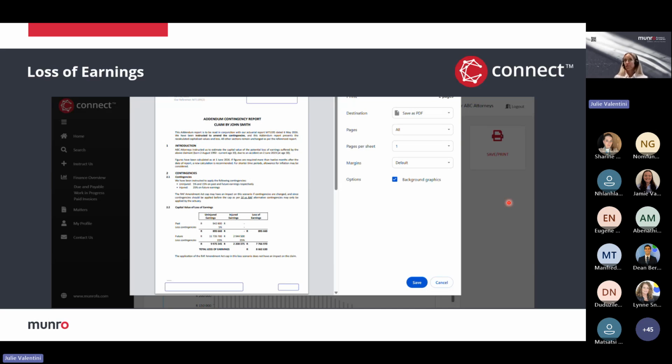Okay, so that is it for the loss of earnings calculation. I'm just going to give a couple seconds or a minute just in case you have any questions, you'd like to type something up.